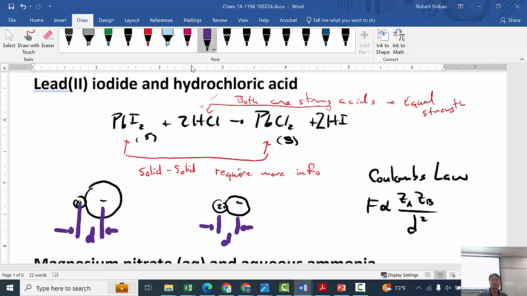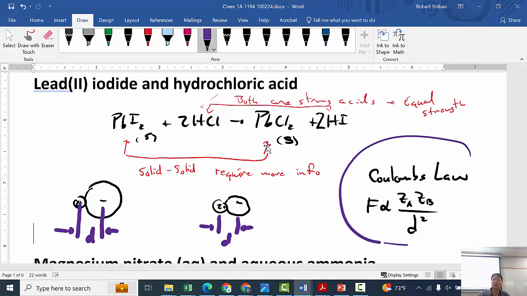So if you look at the distance, the chloride is going to be closer. At least the center of it is going to be closer. And therefore, it should have a stronger force of attraction. And therefore, it should be harder to remove, or easier to remove? It's going to be harder to remove.